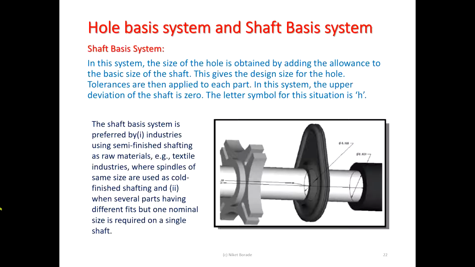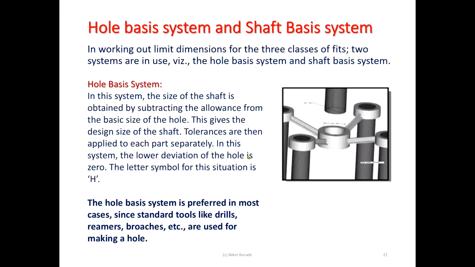So some may be clearance, some may be interference. In this case the shaft size is decided first, and depending on the requirement, maybe you need sometimes a clearance or maybe an interference fit, you can decide the size of the hole later on. So in that case you use the shaft basis system. But again, the hole basis system is more preferred because for the holes we use standard tools like drills, reamers, broaches. That's why this is more commonly used.